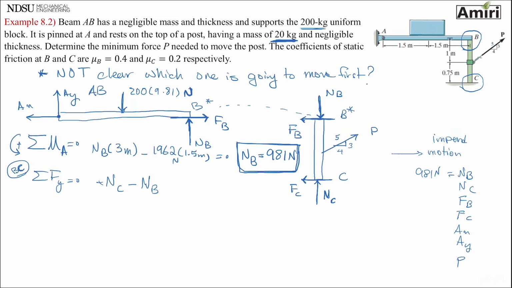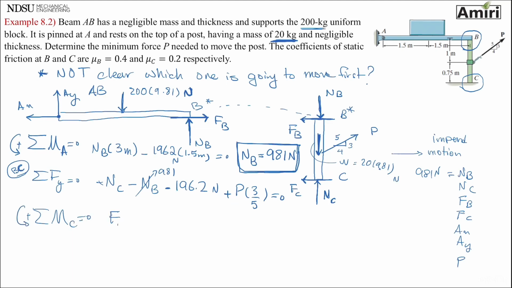This is also a 200 kilogram weight, so I missed that one on my free body diagram. There we go. W equals 200 times 9.81 newtons. So minus W plus the vertical component of P equals 0. The only thing I have is NB, which is 981. Let's write the summation of moments about point C being 0.